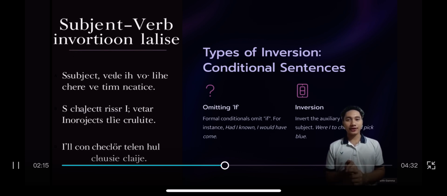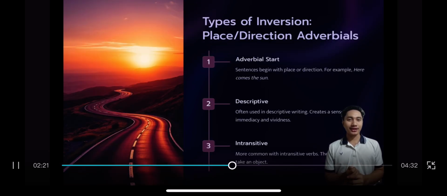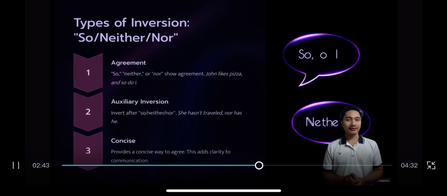There are also types of inversion with place or direction. In adverbial starts, sentences begin with a place or direction. For example, here comes the sun. It is often used in descriptive writing, for example, and creates a sense of immediacy and vividness. It is more common with intransitive verbs, which do not take an object.